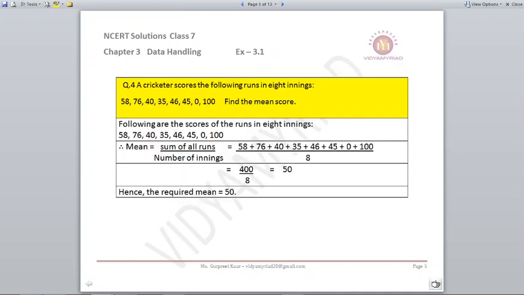Question number 4. A cricketer scores the following runs in 8 innings. How many innings are there? 8. Remember this. You need to find out the mean. To find out the mean, you will add all those runs and divide by the total number of innings. So my formula is sum of all the runs divided by number of innings. When I add all the runs together, that gives me 400. Now 400 will be divided by the total number of innings, 8. So 400 divided by 8 gives you 50. So the required mean is 50.